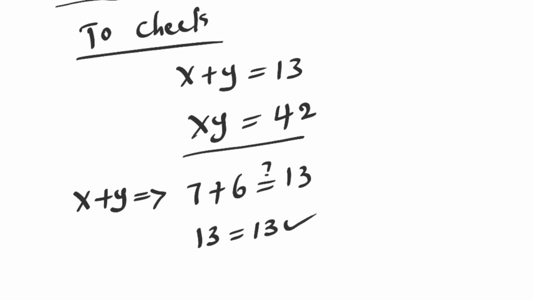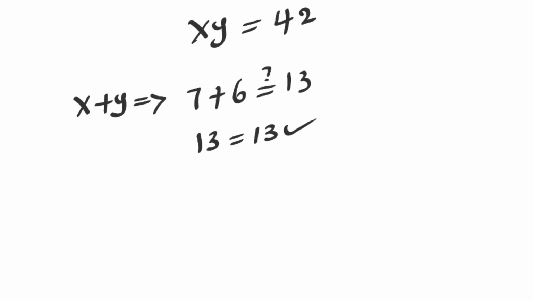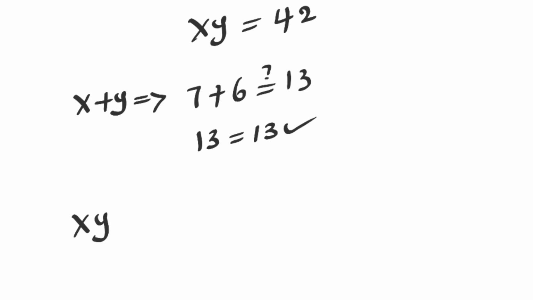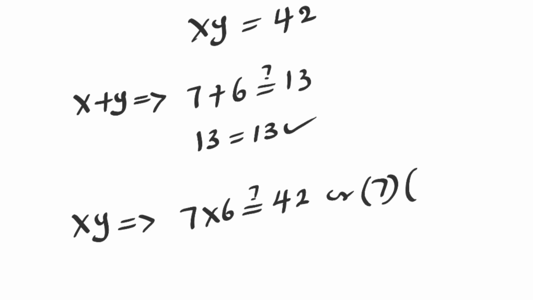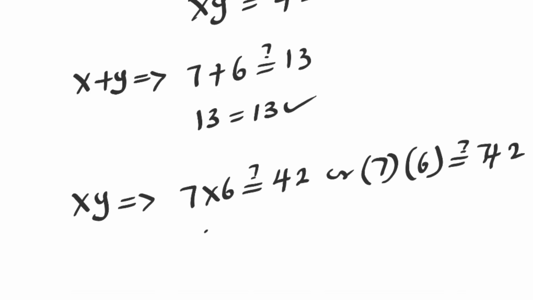Let us consider this. xy can be written as 7 multiplied by 6 must be equal to 42, or 7 multiplied by 6 in this form must be equal to 42. Now 7 times 6, this is 42, is equal to 42, which is true.